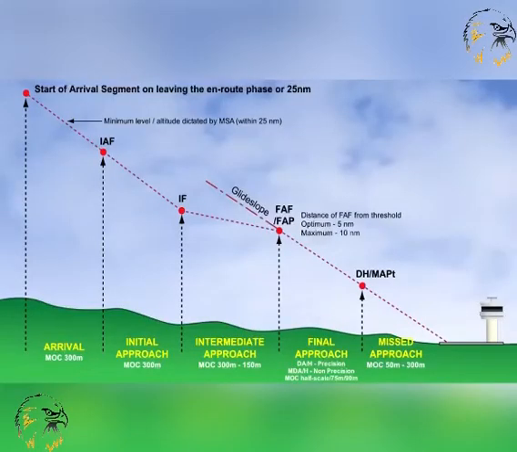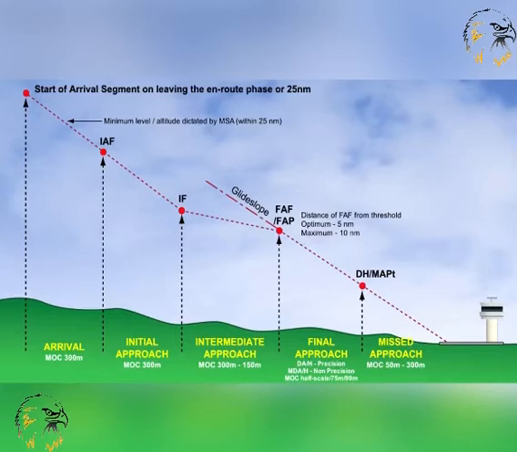The non-precision approach with final approach fix has a segment that begins at a facility or fix, the FAF, and ends at the missed approach point, MAPT. The FAF is positioned on the final approach track at a distance that permits configuration and descent from the intermediate height to the MDA or H for a straight-in landing or circling. The optimum distance of the FAF from the threshold is 5 nautical miles, the maximum distance being 10 nautical miles. The FAF is crossed at or above the specified altitude and the descent initiated.